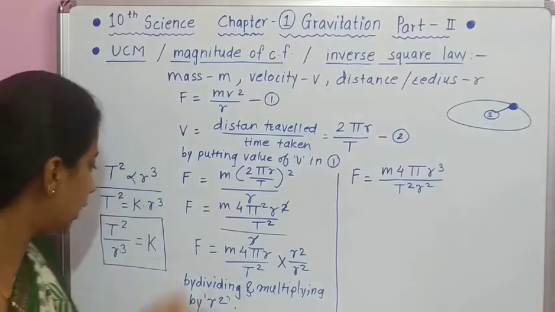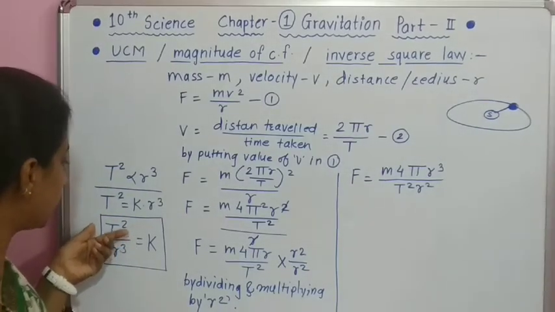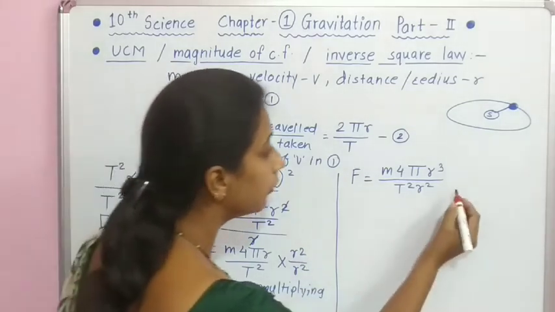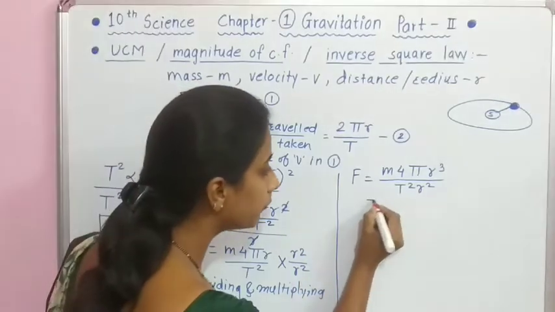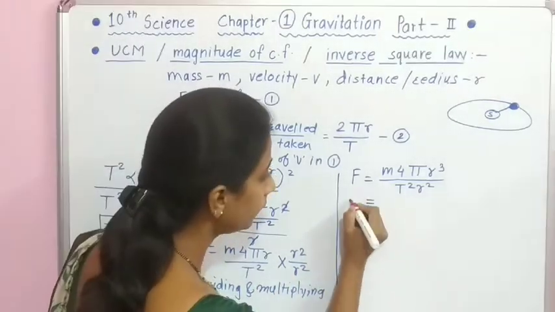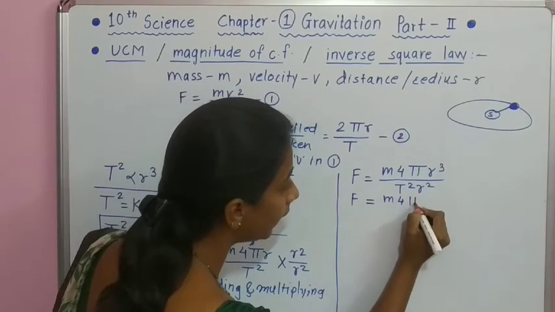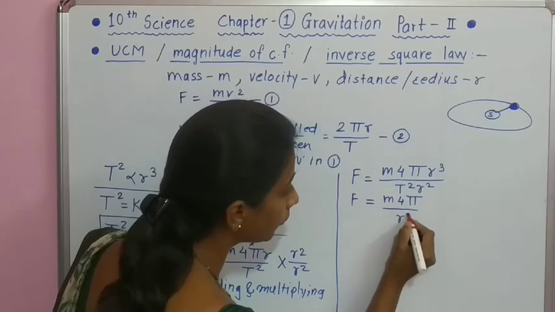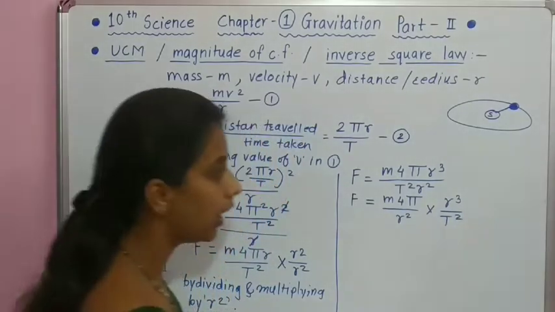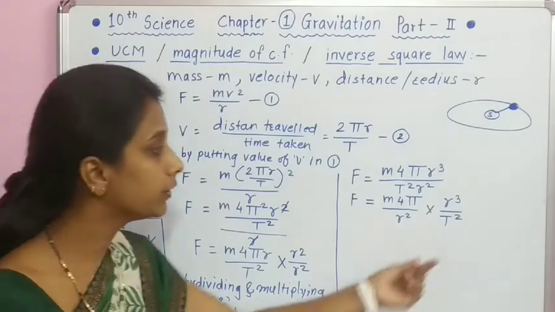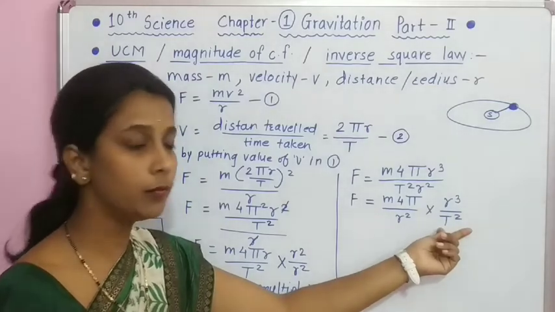Now students, according to this law, we have a separate term, T square and r cube. It means here we will separate these two, T square and r cube. Now remember very carefully. F equals, what will it be here? m 4 pi square and r square, and we will take separate here r cube upon T square. So this term we want to take separate. Okay, r cube upon T square.